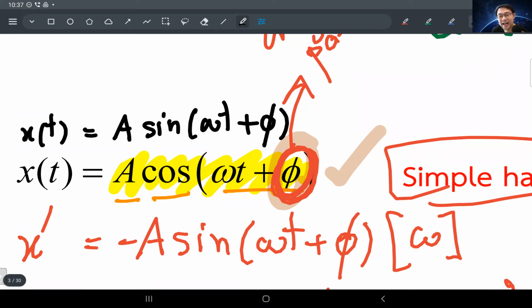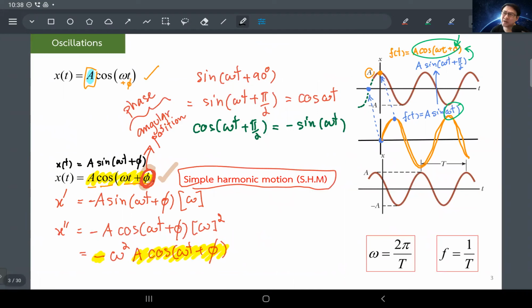So I don't know, maybe it was just my confusion back in the day when I was studying these topics, and then I got confused. Like some books use sine, some books use cosine. I hope this will clear things up. They are actually the same thing.